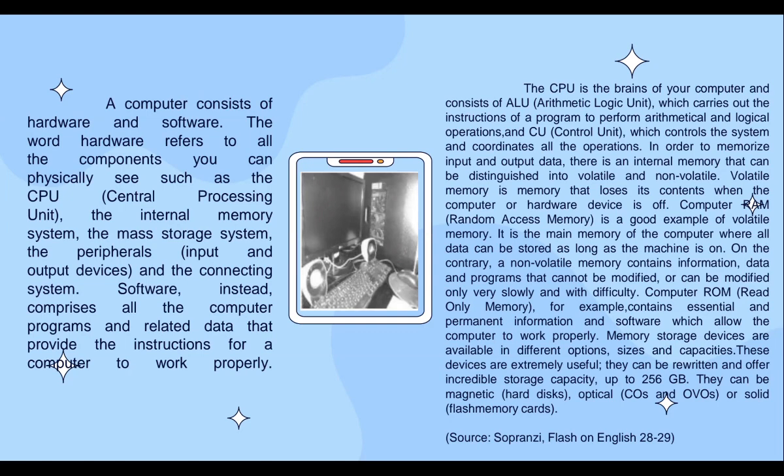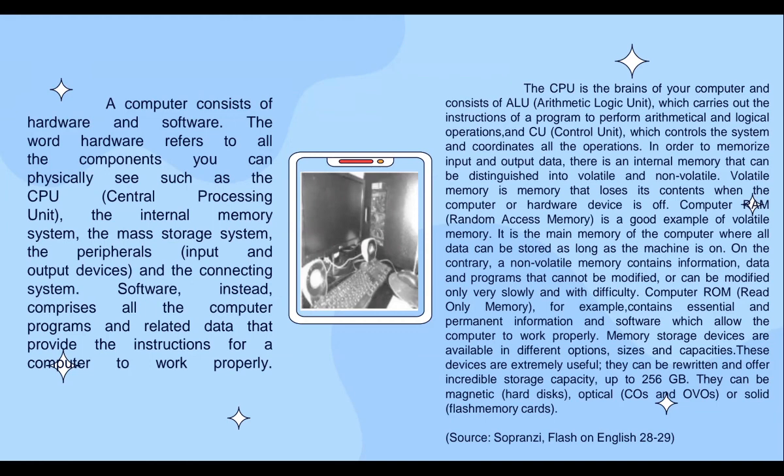The word hardware refers to all the components you can physically see, such as the CPU or central processing unit, the internal memory system, the massive storage system, the peripherals or input and output devices, and the connection system. Software instead comprises all the computer programs and related data that provide the instructions for a computer to work properly.